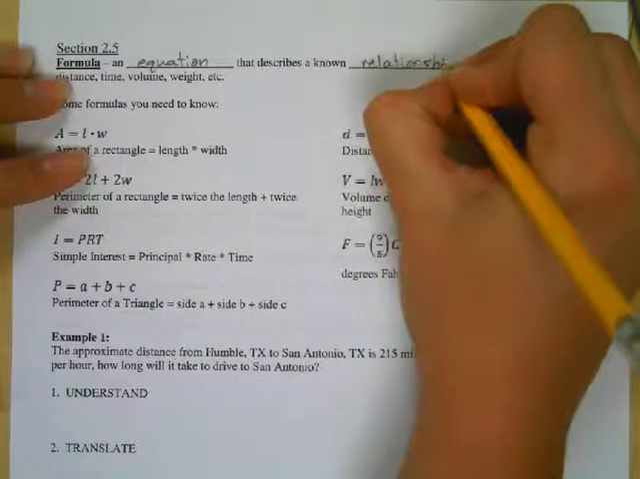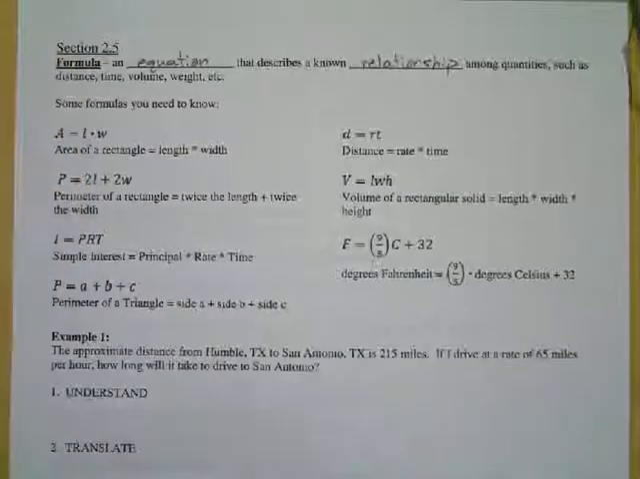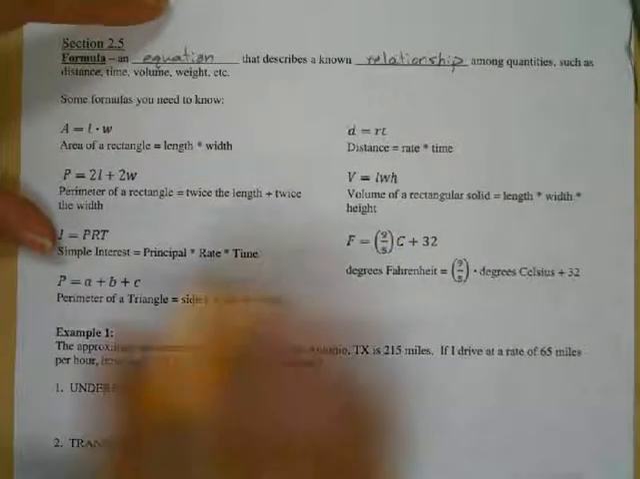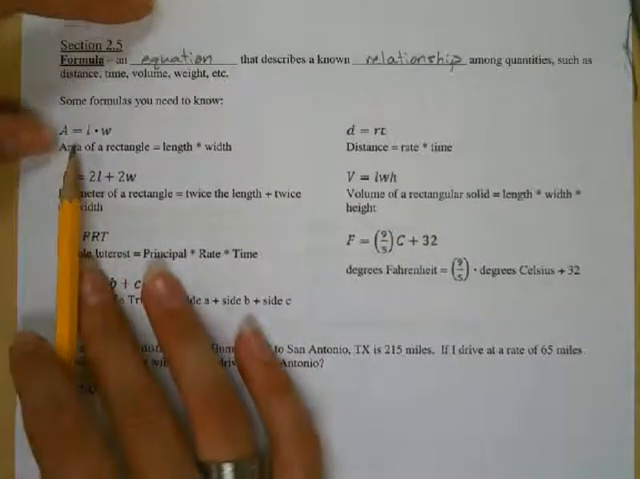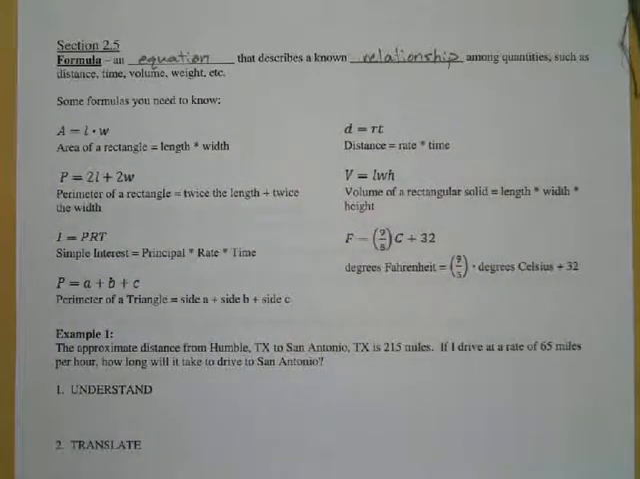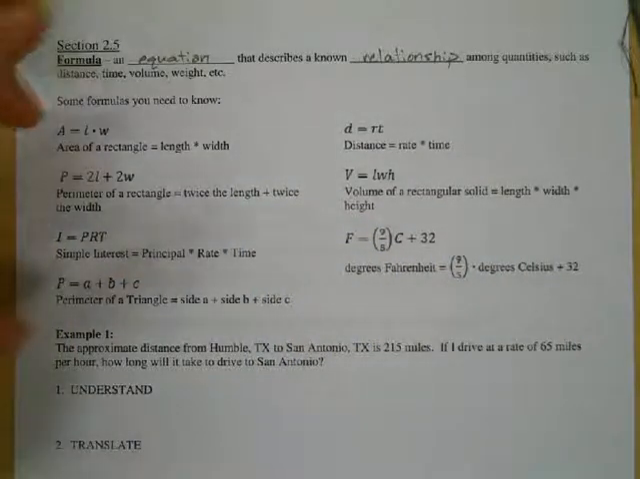Everything else has kind of been arbitrary relationships. We've looked at 3x plus 5 equals whatever. That's an equation, and it does show a relationship, but it's not a known relationship to everybody. These formulas are relationships that show up across the world. Everybody knows the area is length times width when you're talking about a rectangle. So that's the difference between an equation and a formula. A formula is something that's universal.